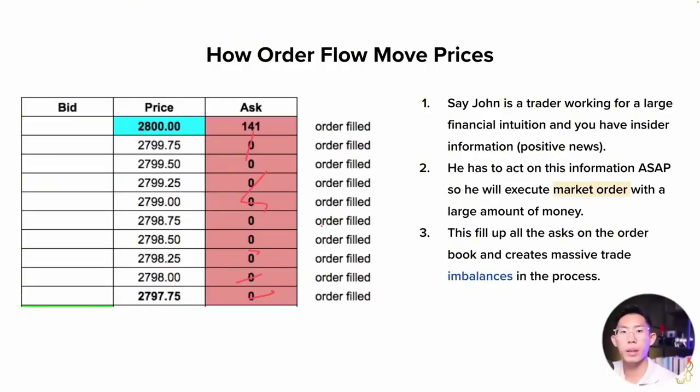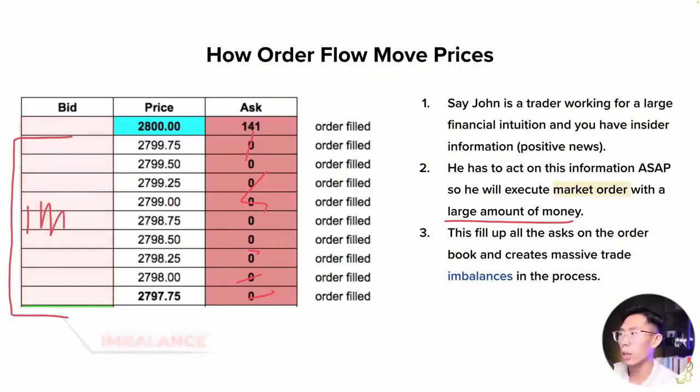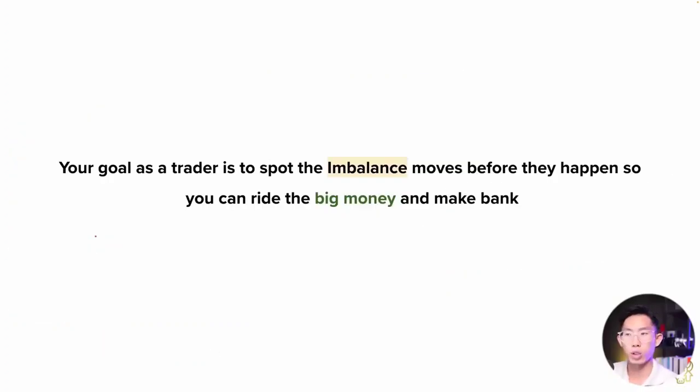And when this happens, it's because he was able to execute a large buy order. He was able to enter the market in bulk, and this creates massive imbalances in the market. If you look at the left hand side, it creates your imbalances. And like I said, your goal as a trader is to really spot the imbalance move before it actually happens, so that you can ride the big money and make bank.